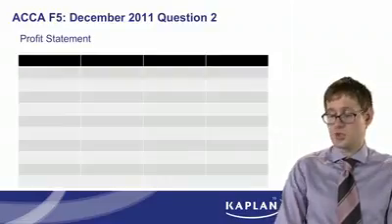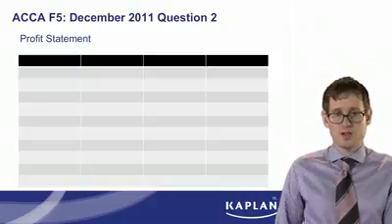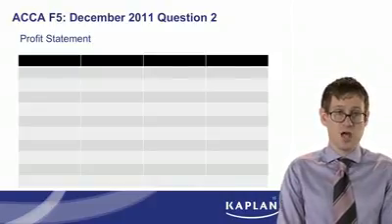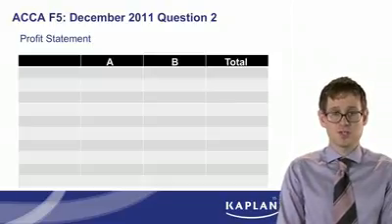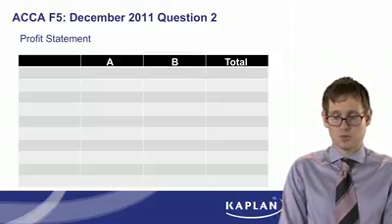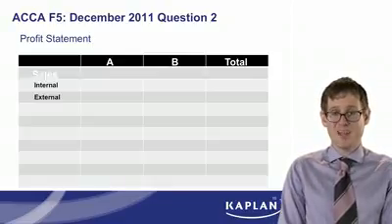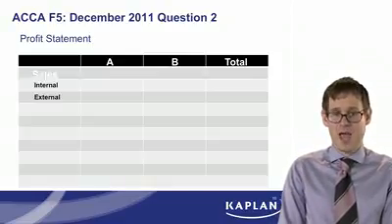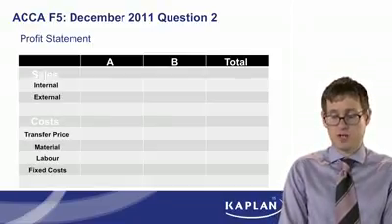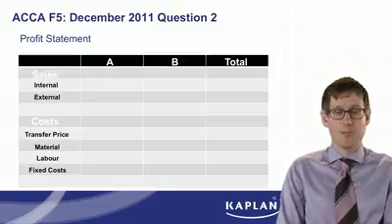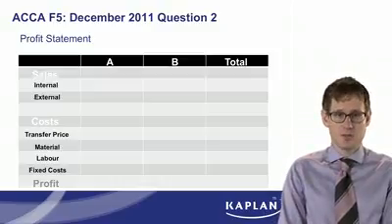The profit statement should look something like this. You're going to need 4 main columns. In the first column, you'll have the costs and the revenue, and then in columns 2, 3 and 4, you're going to have the 2 divisions, A and B, and the total. Some of the headings you're going to need in the first column include the sales, both made internally and externally. Then we'll move on to the costs. These include the transfer price, the material, the labour, and the fixed costs. Finally, at the bottom, we'll need the profit.